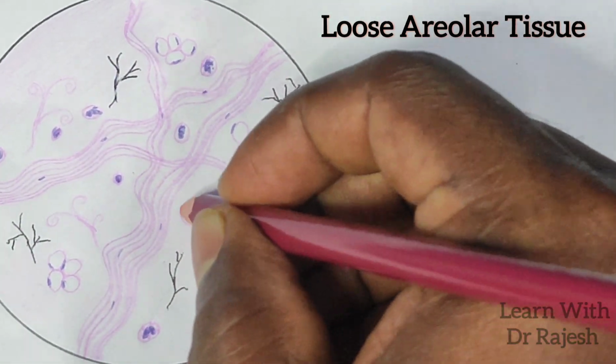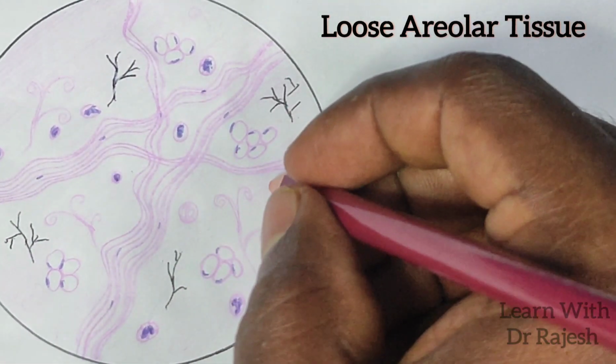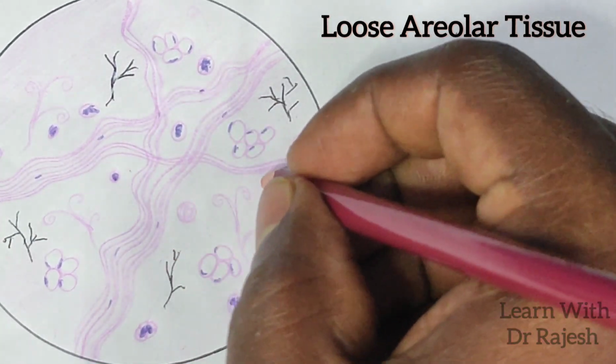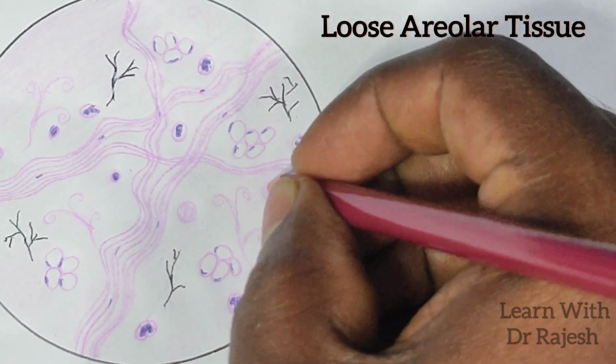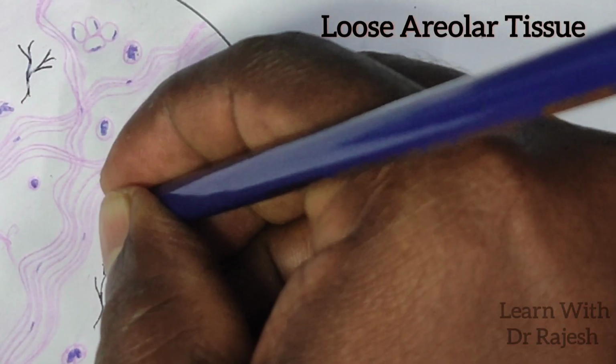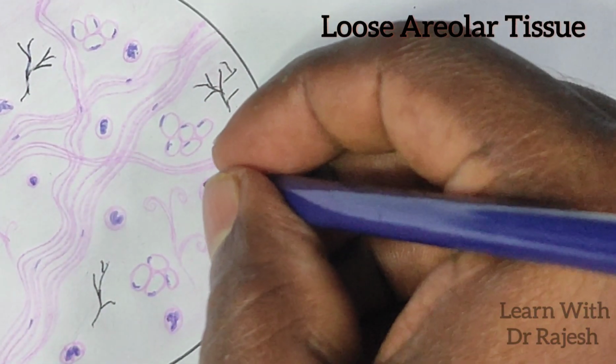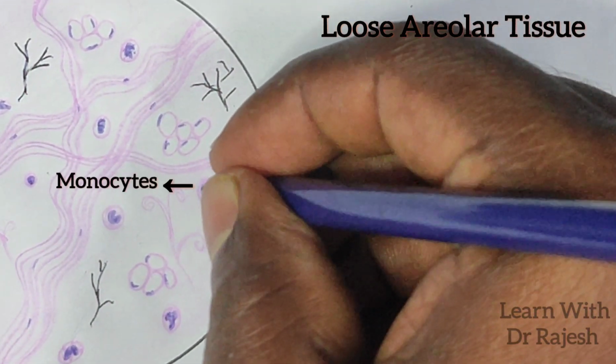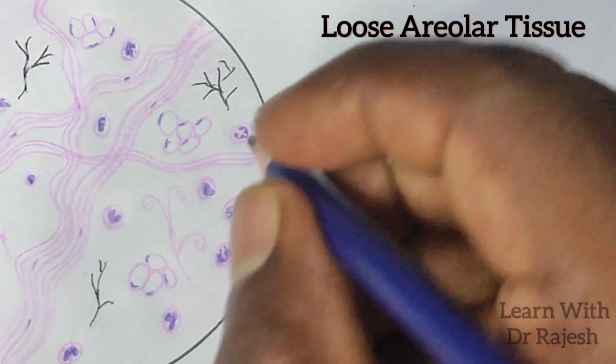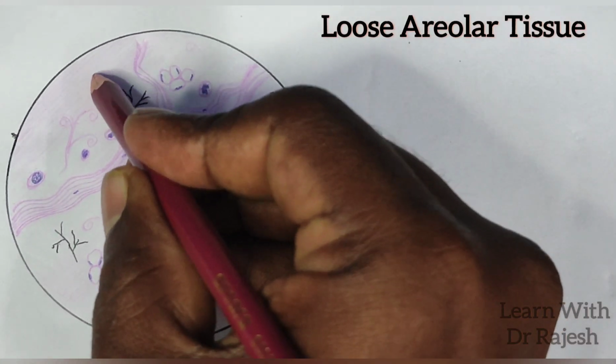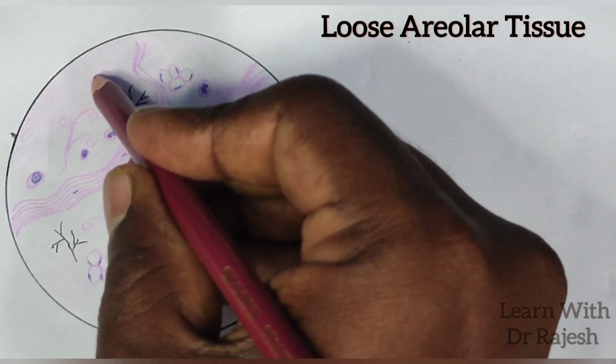The next type of cell we are going to draw is the monocyte. These are larger cells. These are nothing but the largest leukocytes, which have a kidney shaped nucleus. You can see how we have to draw the kidney shaped nucleus. Next we are going to draw macrophages.